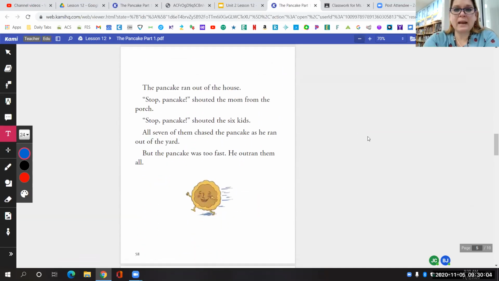The pancake ran out of the house. Stop, Pancake, shouted the mom from the porch. Stop, Pancake, shouted the 6 kids. All 7 of them chased the pancake as he ran out of the yard, but the pancake was too fast. He outran them.